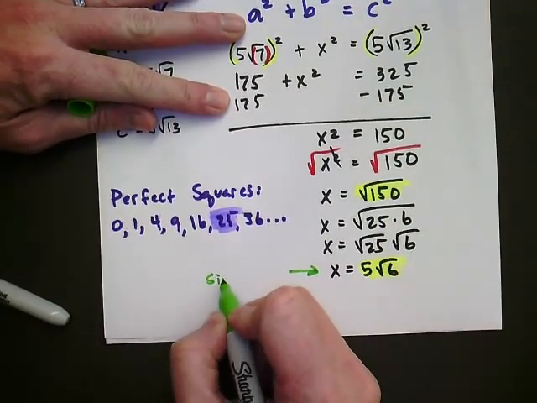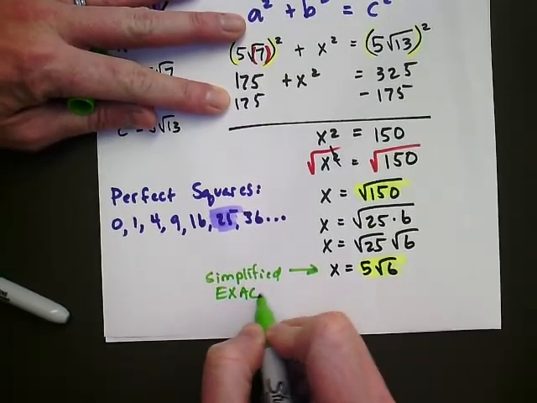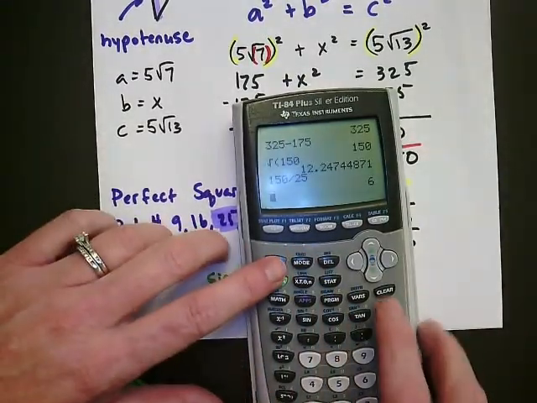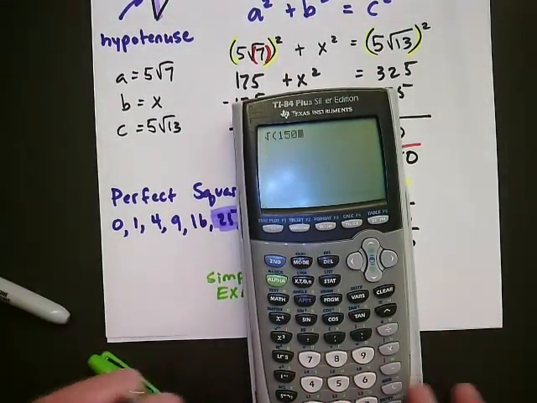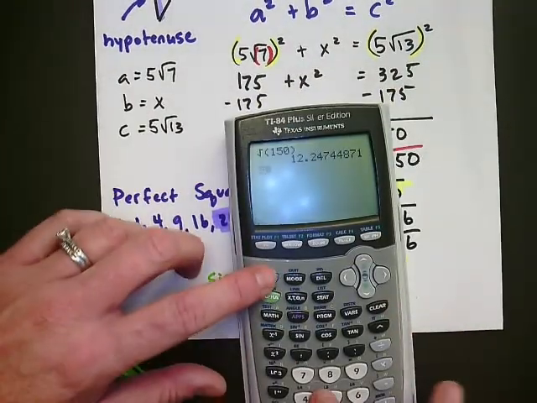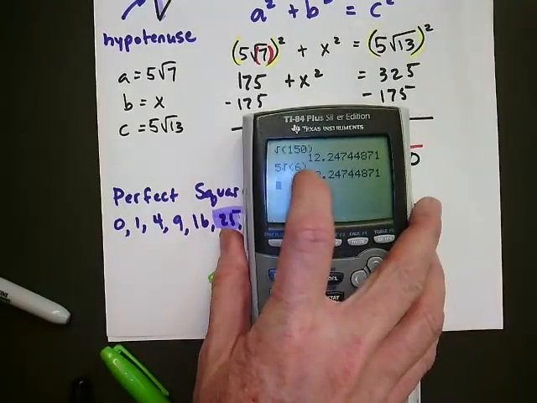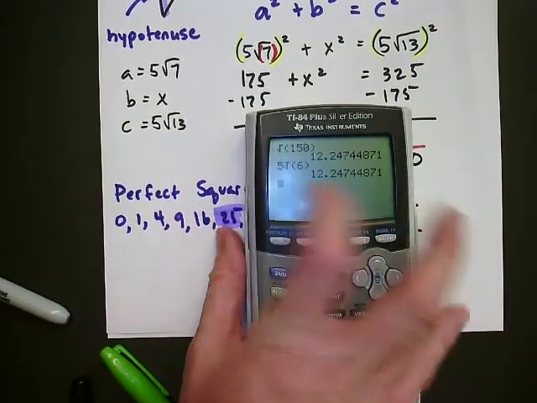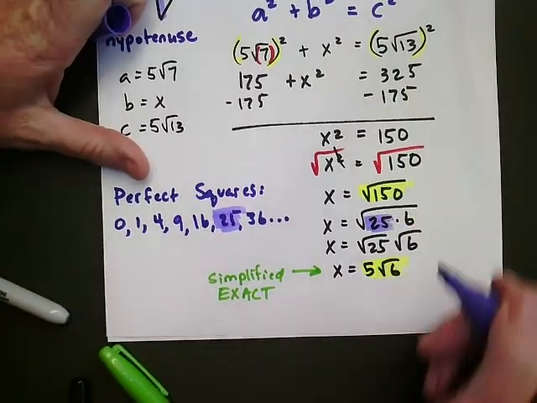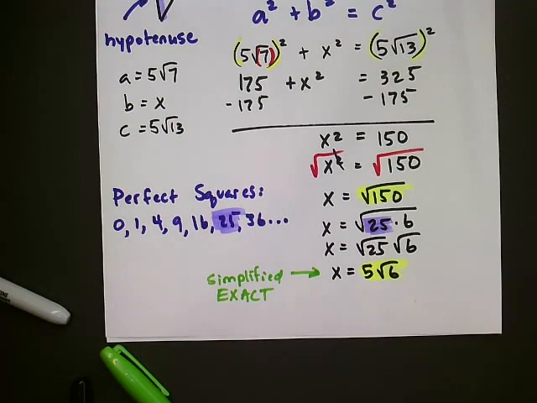This is simplified, and it's the exact answer. All right, if I go to the calculator, I have square root of 150 here, but I'll do it again. Square root of 150, and then what did I get? 5 square roots of 6. It's the same decimal equivalent, but this is the simplified one because I pulled out that perfect square. 25 was a perfect square, so that gave me a 5 as a whole number on the outside.